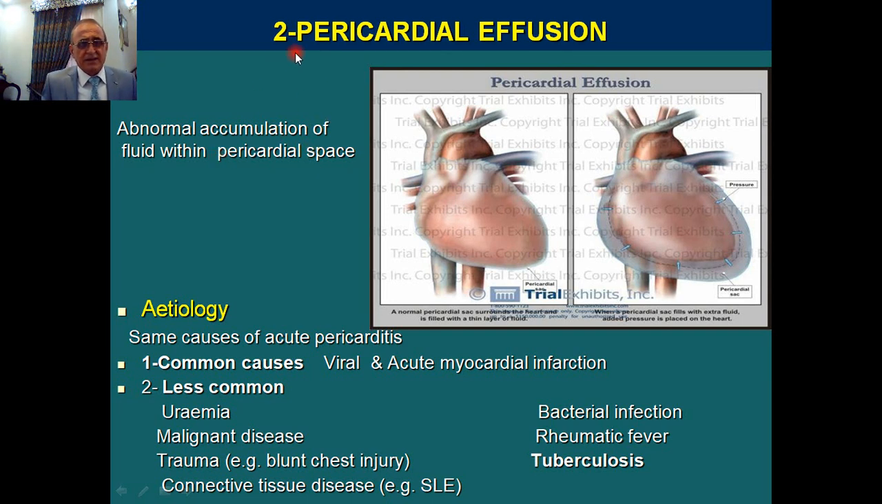The second entity is pericardial effusion. Here there is abnormal accumulation of fluid within the pericardial sac or pericardial space. What is the etiology? It is the same etiology as acute pericarditis. As we mentioned, any pericarditis can cause pericardial effusion, but here there is abnormal accumulation of fluid. The same causes, as we said: the commonest is viral, and acute myocardial infarction, then uremia, malignant disease, and don't forget tuberculosis, because this is rather common in our country.